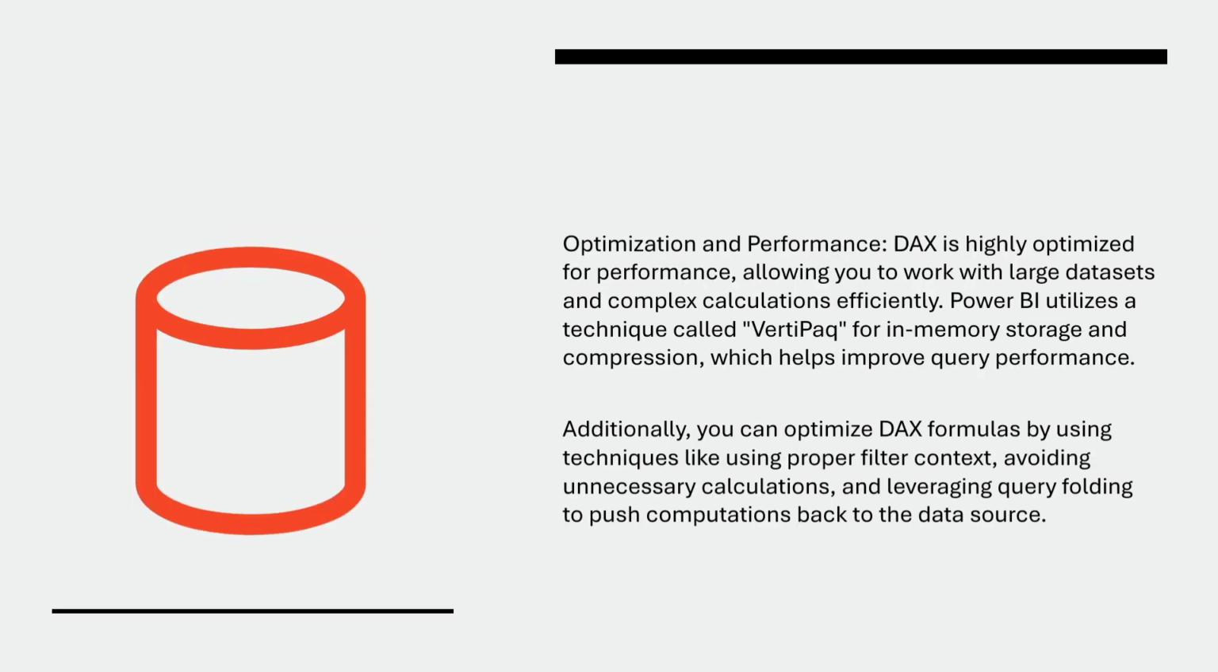The fifth thing is optimization and performance. DAX is highly optimized for performance, allowing you to work with large datasets and complex calculations efficiently. Power BI introduced a technique called VertiPaq for memory storage and compression, which helps improve query performance. You can improve your query performance using DAX because it has all these capabilities to compress memory storage. Additionally, you can optimize these formulas using techniques like using proper filter context, avoiding unnecessary calculations, and leveraging query folding to push computations back to the data source.